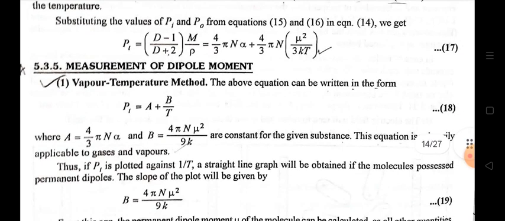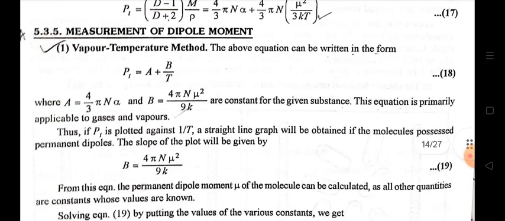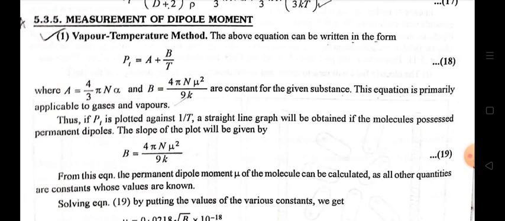Measurement of dipole moment. The first one is the vapor temperature method. The above equation can be written in the form of Pt is equal to A plus B by T, where A is equal to 4 by 3 pi N alpha and B is equal to 4 pi N mu square upon 9k, which are constant for the given substance. This equation is primarily applicable to gases and vapors. Thus, if Pt is plotted against 1 by T, a straight line graph will be obtained if the molecule possesses a permanent dipole. The slope of the plot will be given by B is equal to 4 pi N mu square upon 9k. That is equation 19.